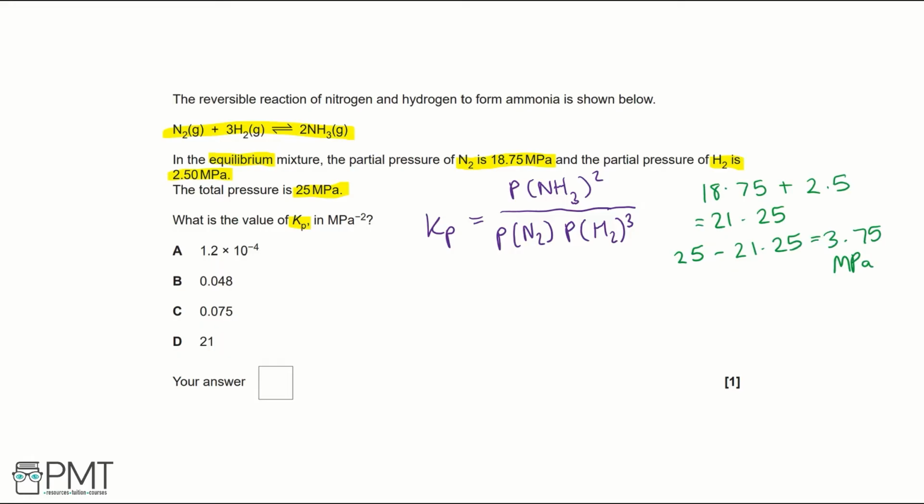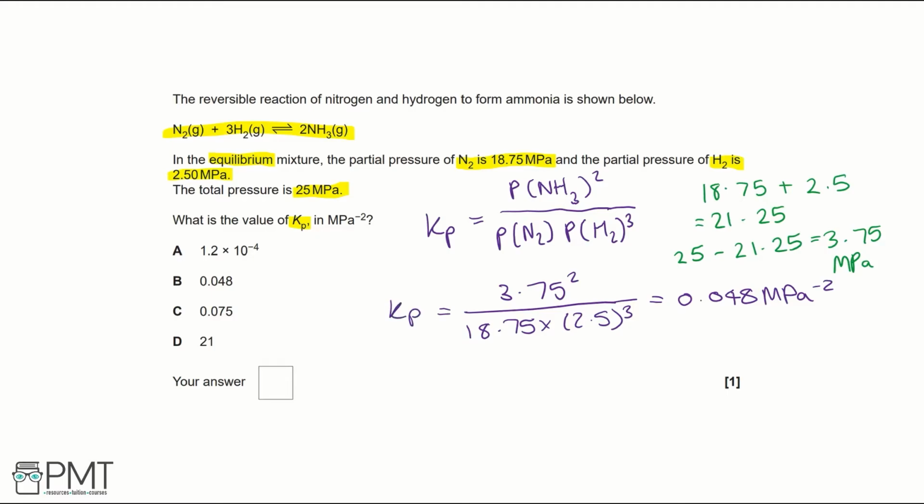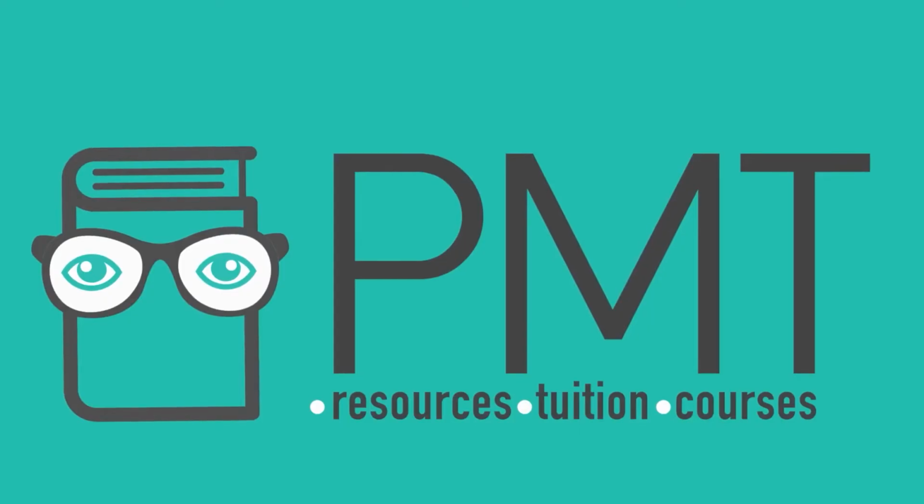So then plugging in all these numbers, we can do 3.75 squared divided by 18.75 times 2.5 to the power of 3, and that equals 0.048 megapascals to the minus 2, which is our value for Kp. So looking at the options we're given in this question, our answer matches answer B. So to get the mark for this question, you need to write B in the answer box provided.